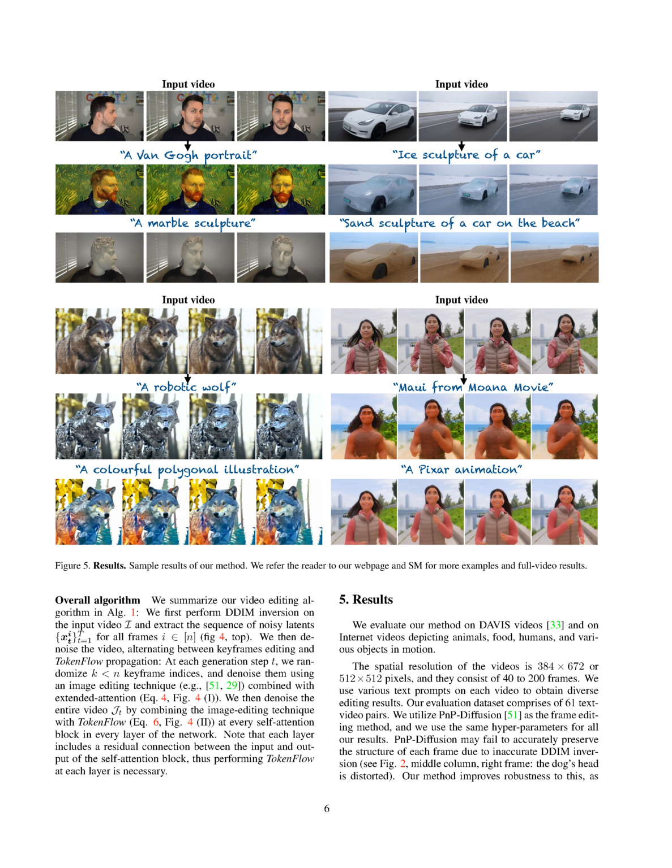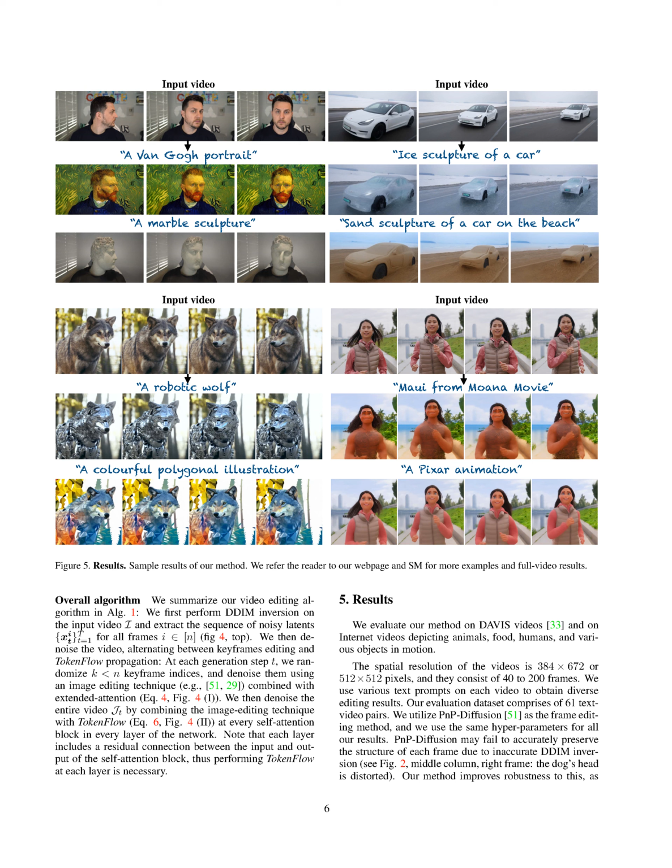We applied different text prompts to each video to achieve a range of editing outcomes. Our test dataset included 61 pairs of text and video. We used PNP diffusion as the frame editing method, keeping the hyperparameters consistent across all our results.